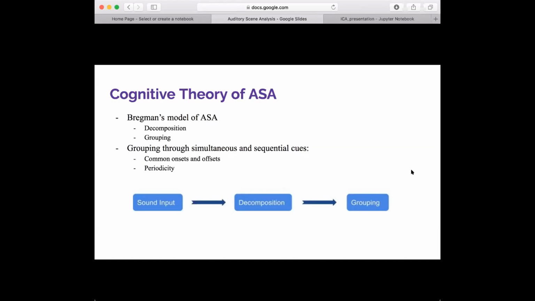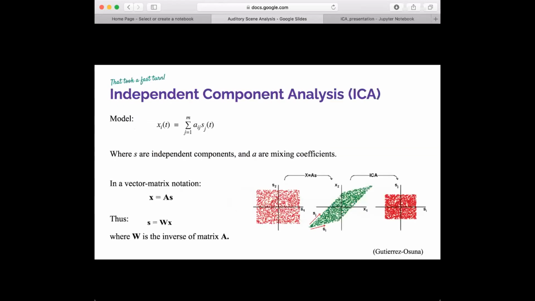So one way that we can study these statistical regularities on how we group sounds together using the computer is through independent component analysis, which I'll now hand over the mic to Nadia. Okay.